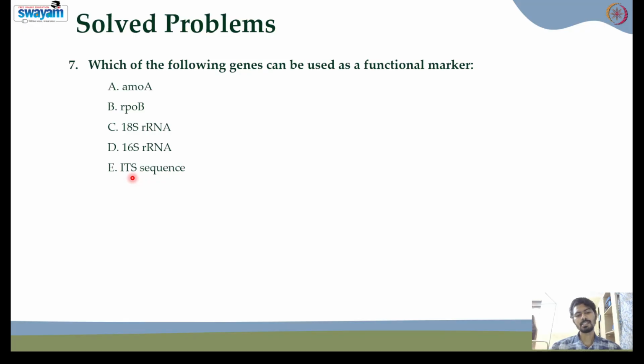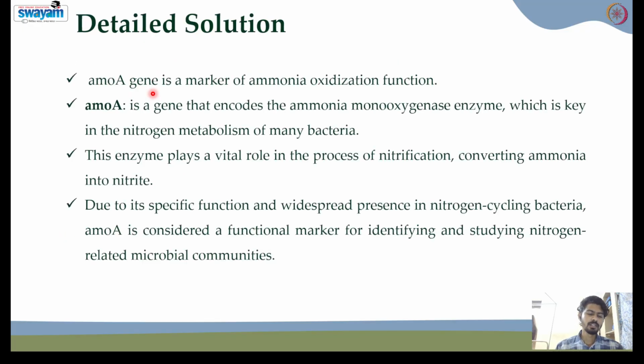So the correct answer is yes, it is correct. Option A, AMO-A gene is the functional marker. And we will see. So the AMO-A gene is the marker for ammonia oxidation function. So what does this gene code for? It codes for the ammonia monooxygenase enzyme, which is the key enzyme in the nitrogen metabolism of many bacteria.